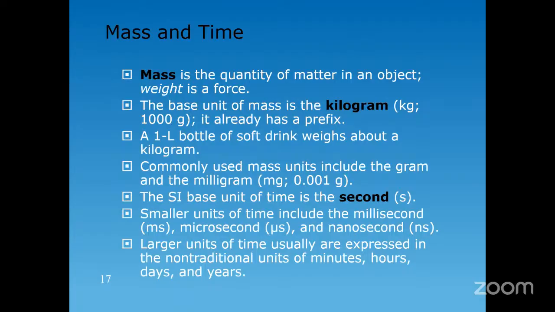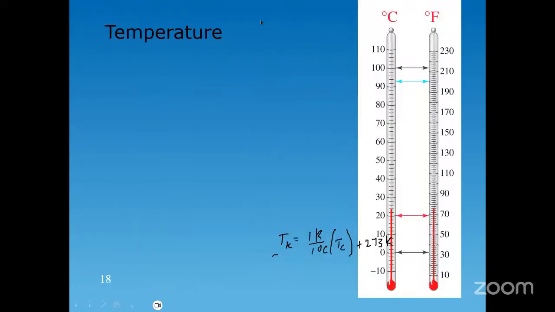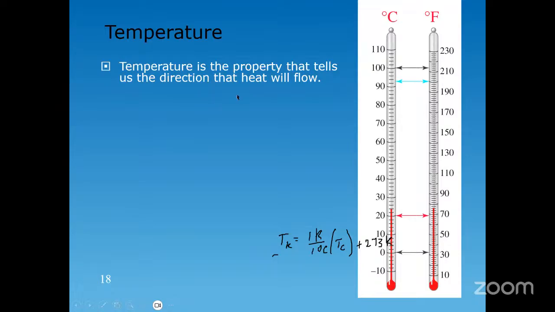So those are the units of time that we oftentimes use when it comes to the measure of time, all right? And then we get to the temperature measurement. Temperature, simply put, and this is a very simplified definition, is the intensity of heat that an object will have. And as stated here, that is a property that tells you the direction that heat will flow.